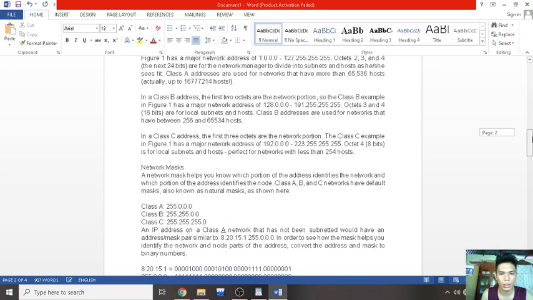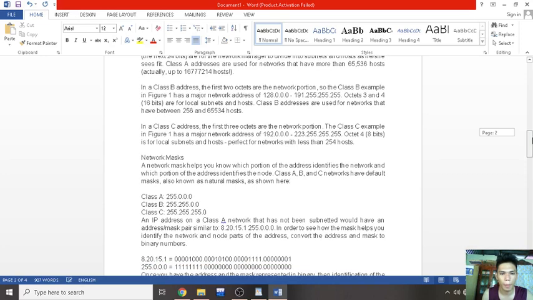Class A addresses are used for networks that have more than 65,536 hosts, actually up to 16 million 777 thousand 214.